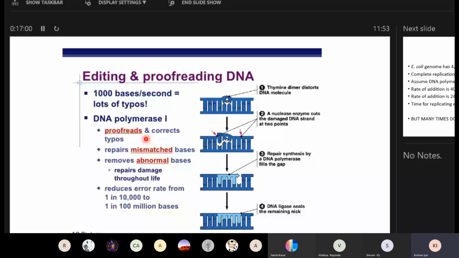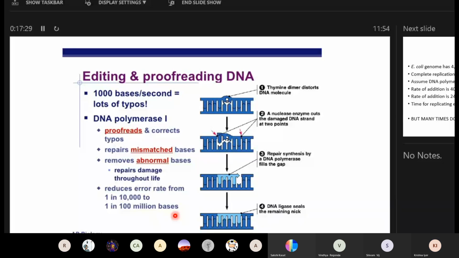And because of that, overall replication proceeds at a rate of making only one error in 100 million bases. 100 million bases means close to 10 raised to 8 bases. In fact, a lot of people say this is 1000 million bases also, 10 raised to 8 to 10 raised to 9. And that's why this entire process occurs with very high fidelity, or extreme accuracy.